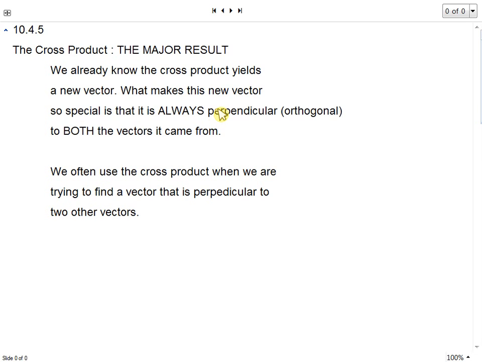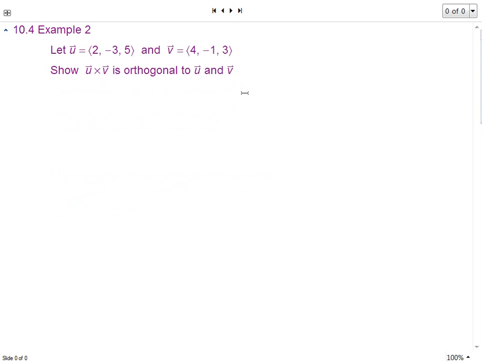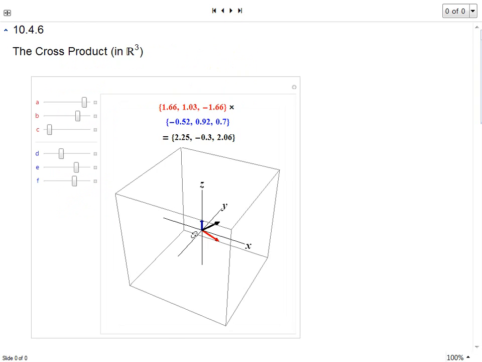If you give me any 2 non-zero vectors, and as long as they're not parallel, so 2 distinct vectors, and you do the cross product, that third vector is orthogonal to both. What does orthogonal mean? 90 degrees. So I have a picture here. I don't know how good this is going to come out. Let me try and zoom in on this.